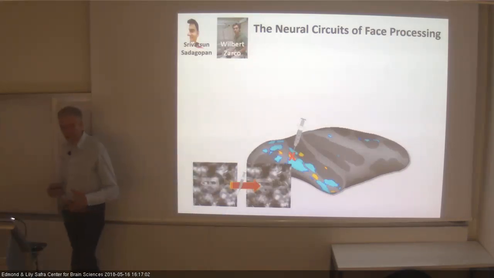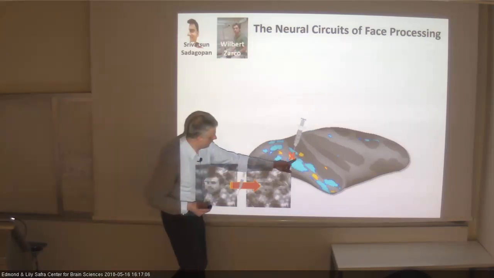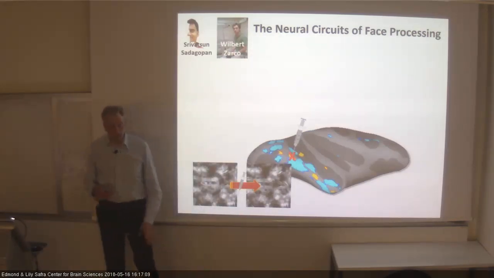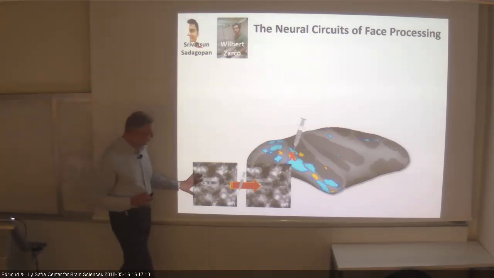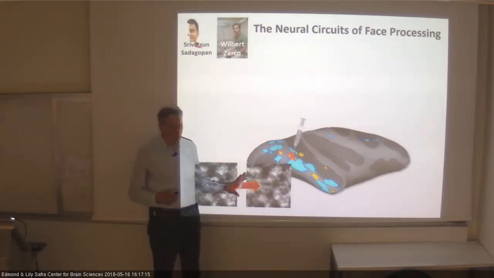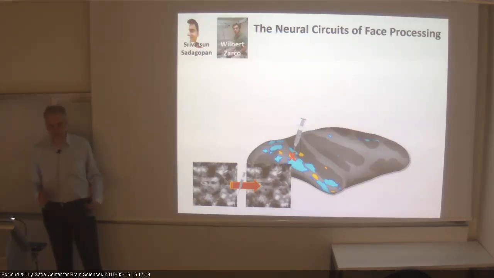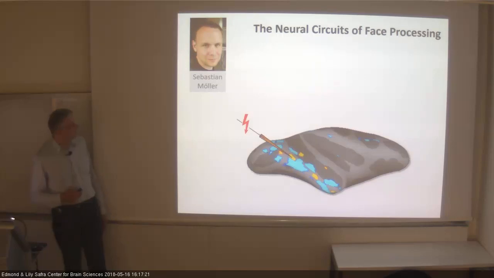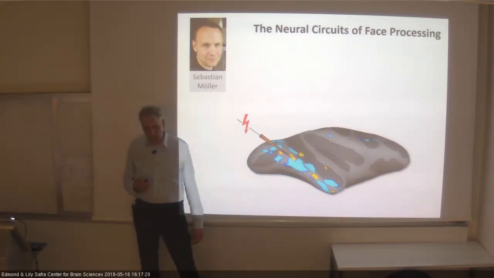It didn't happen for bodies, which we use as controls, because for every face area there's a body satellite area nearby. And also not for shoes, which we use for other reasons I'm not going to go into, as controls. So selectively impairment of even the most fundamental face processing by inactivation of just one out of these 12 face selective areas.